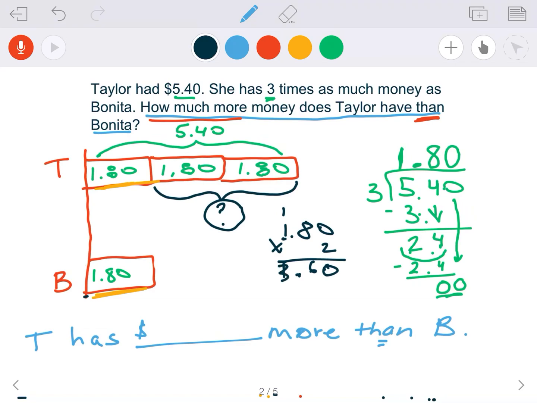Oh gosh, I wrote a 3 instead of 1. I'm sorry. So $3.60 is how much more Taylor has than Bonita.